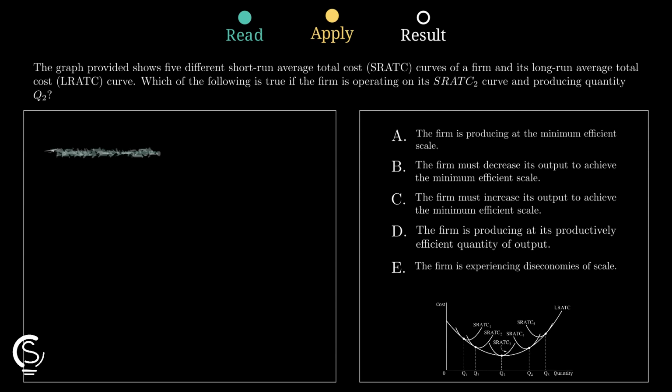Next, look at where the firm is currently operating. The problem states the firm is on the second short-run curve at quantity 2, which is clearly to the left of quantity 3.